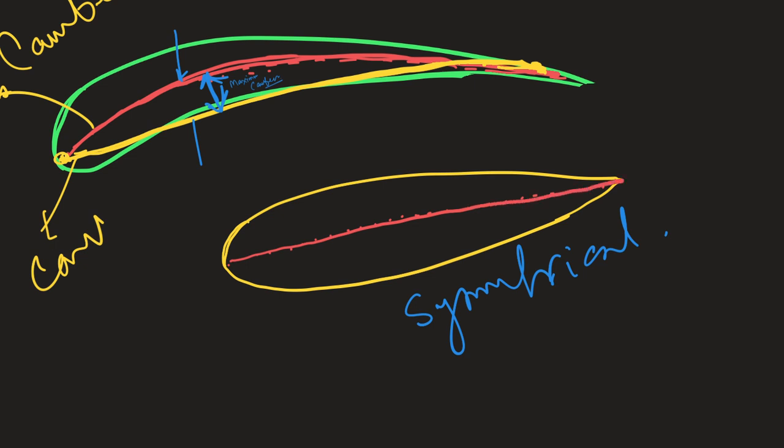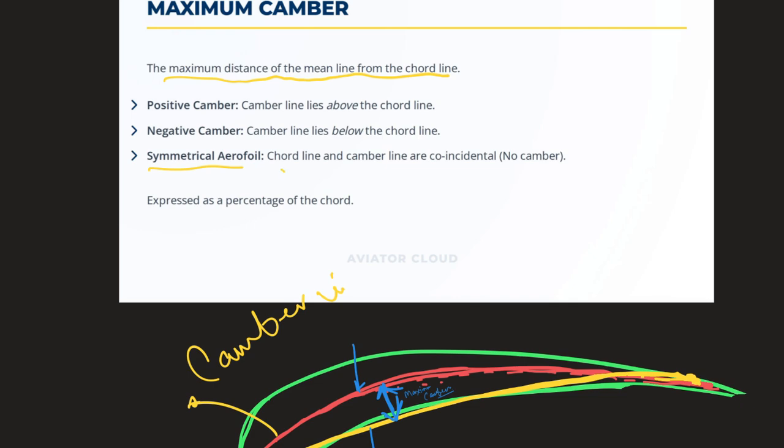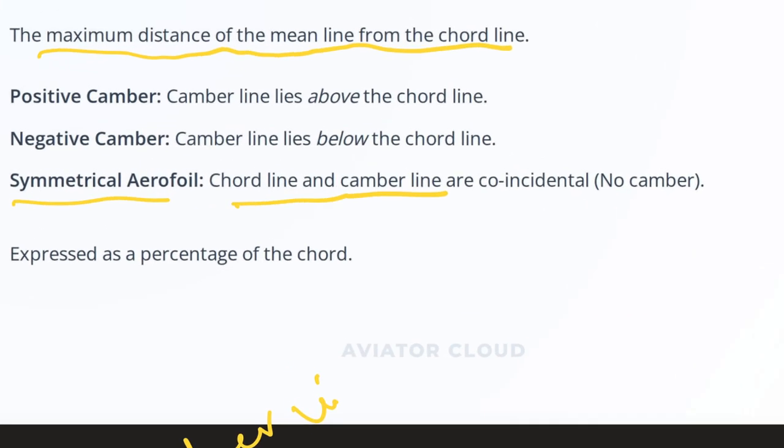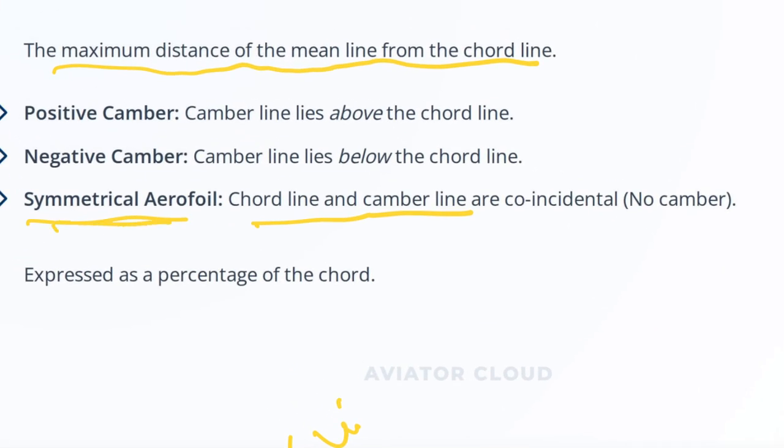And chord line is the straight line connecting the leading edge and the trailing edge. So in this case, the camber line will also be a straight line, and both lines will superimpose on one another. Say in a symmetric aerofoil, the chord line and the camber line are coincident, or there is no camber. So an MCQ can come on a symmetrical aerofoil.